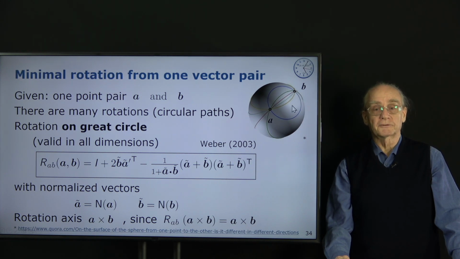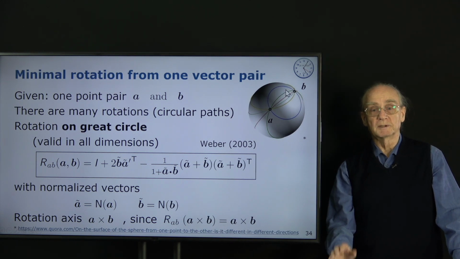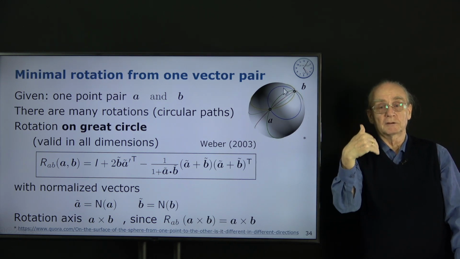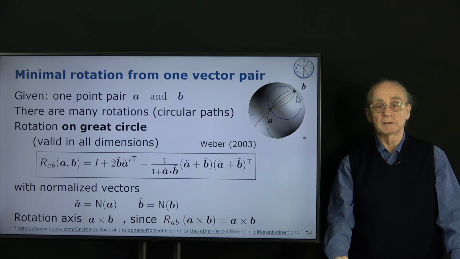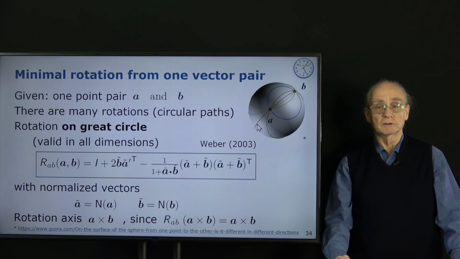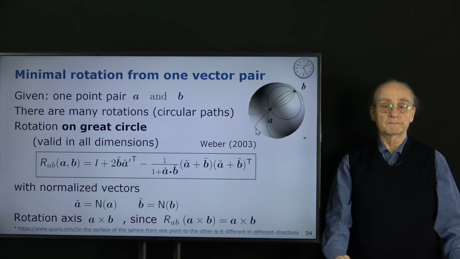There are many paths. So you can, for instance, go from here around this circle. That means rotate the sphere such that A walks to B. We could also go the other way around, from here to B. We could also go on this circle or on this circle. And of course there will be a shortest path between A and B, which actually is defined by the great circle. This is this red line.